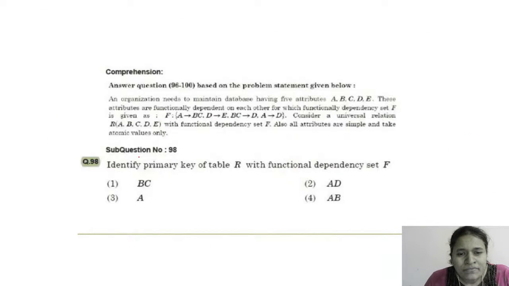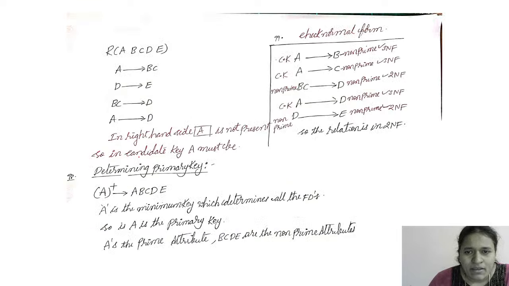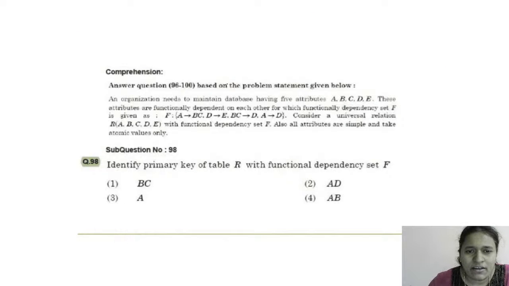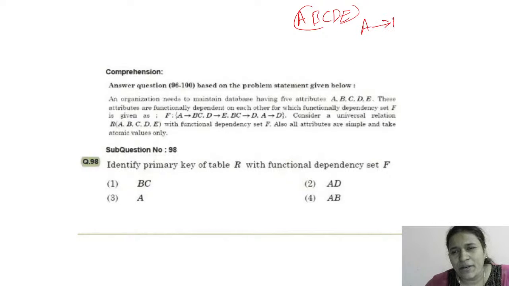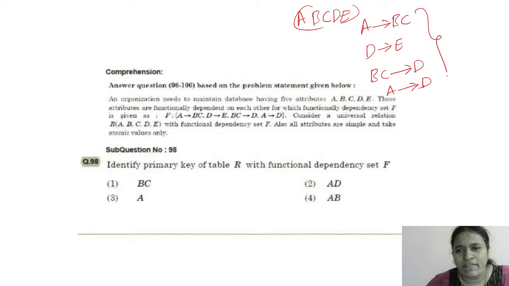Next, this is one more question. Identify the primary key. The given relation is A, B, C, D, E, and the given functional dependencies are A to B, C; D to E; B, C to D; and A to D. These are the given functional dependencies. We have to find the primary key of the given relation.